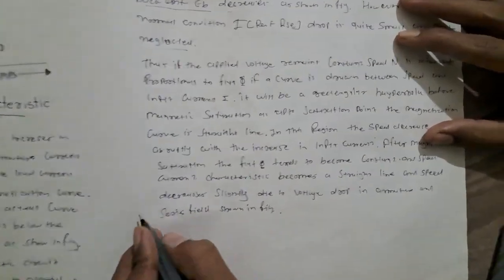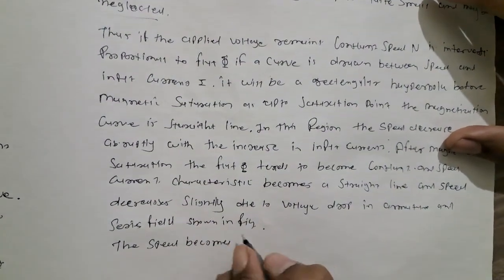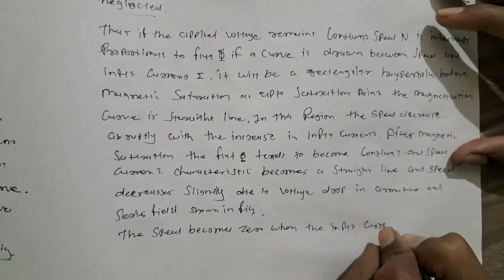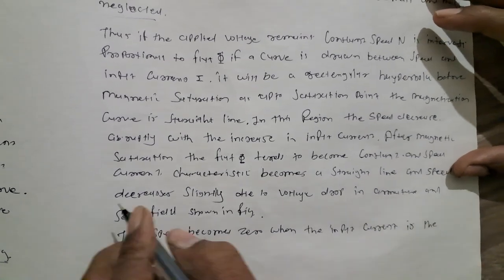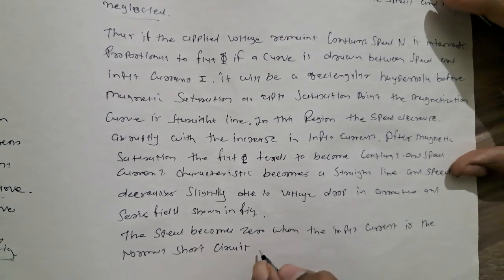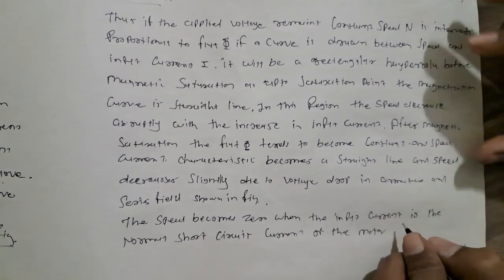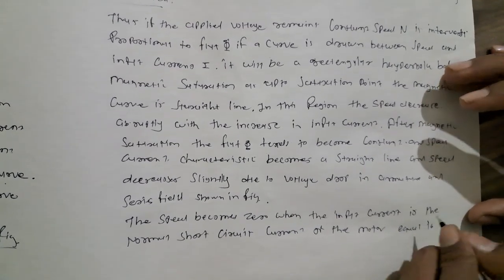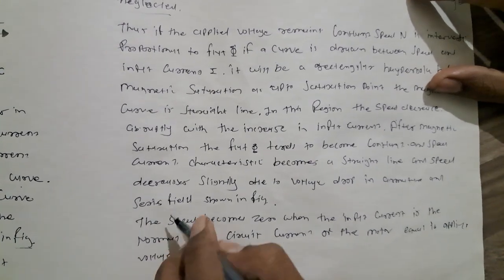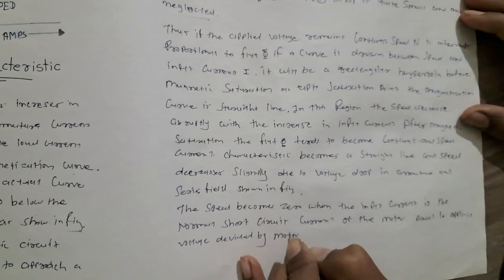The speed becomes zero when the input current is the normal short circuit current of the motor, that is equal to the applied voltage divided by the motor resistance.